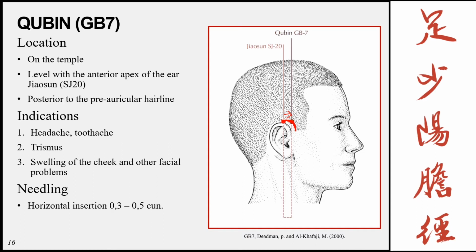The indications for this point can be used for local conditions such as headache or trismus. It can also be used for toothache and swelling of the cheek and other facial problems. Insertion is horizontal insertion, 0.3 to 0.5 tsun.